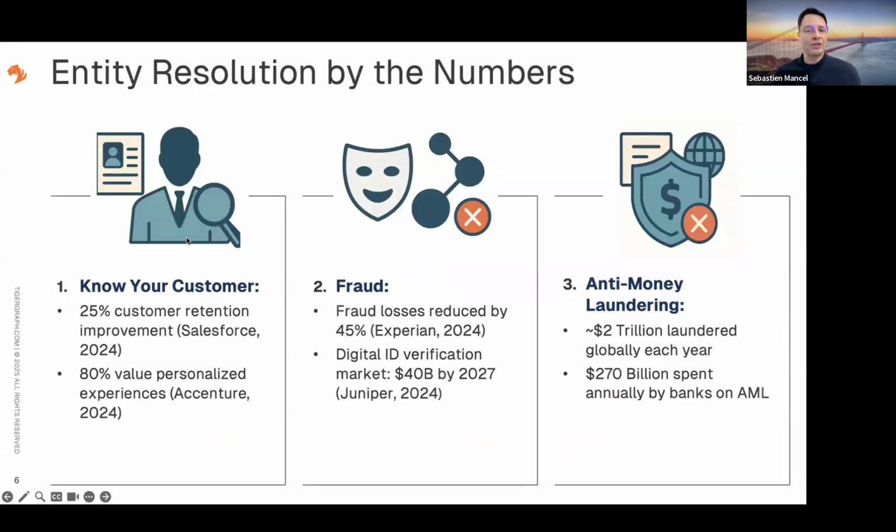So the need for change is clear. Data is exploding, fraud is evolving, and regulators are raising the bar. And when done right, entity resolution delivers measurable impact. It strengthens the three core pillars of compliance and trust: KYC, fraud, and AML, driving both operational efficiency and customer confidence. So let's start with KYC.